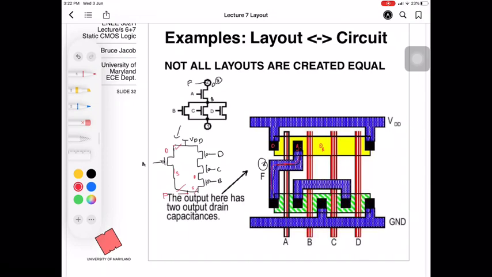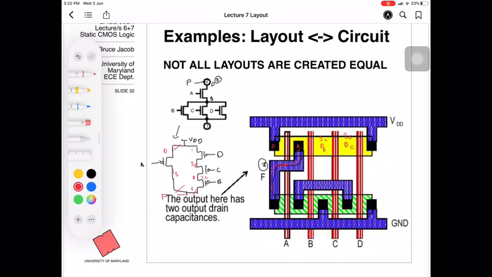This is done. So this drain of B is connected to the source of C. This is the source of C and the drain of C. So this is already connected. Drain of C connected to source of D. The source of D. Now the drain of D is connected to VDD. This is the drain of D and is connected to VDD. So now you have your complete circuit and the layout here.